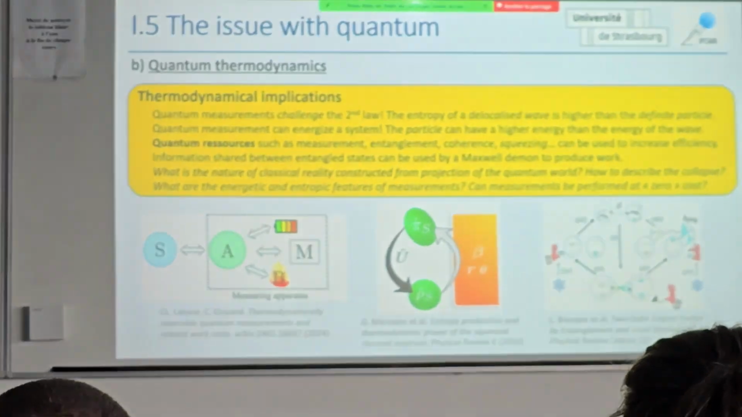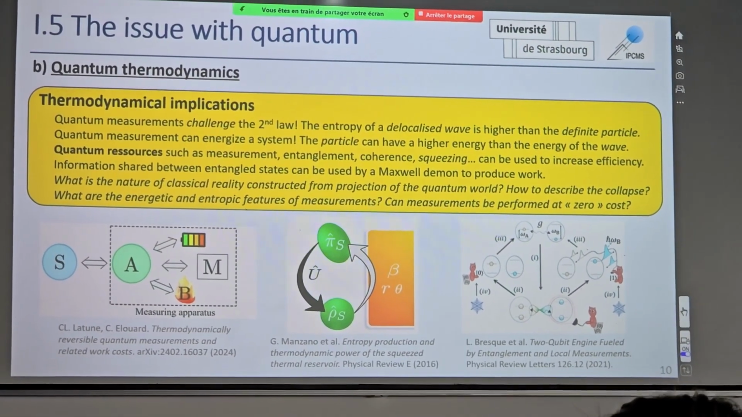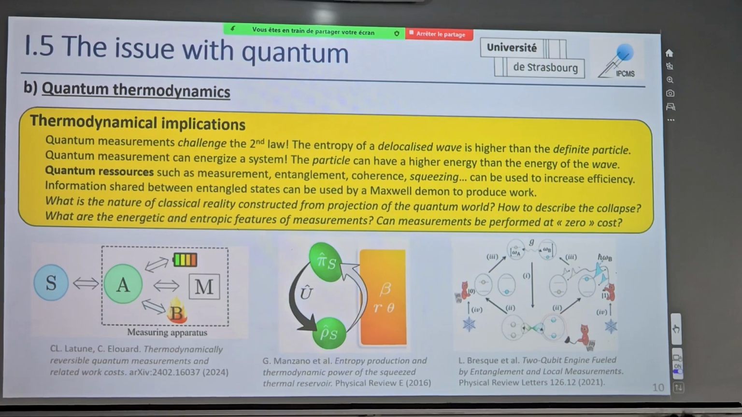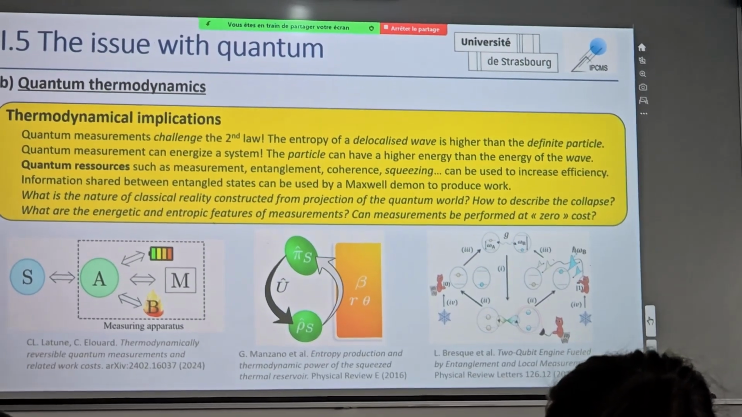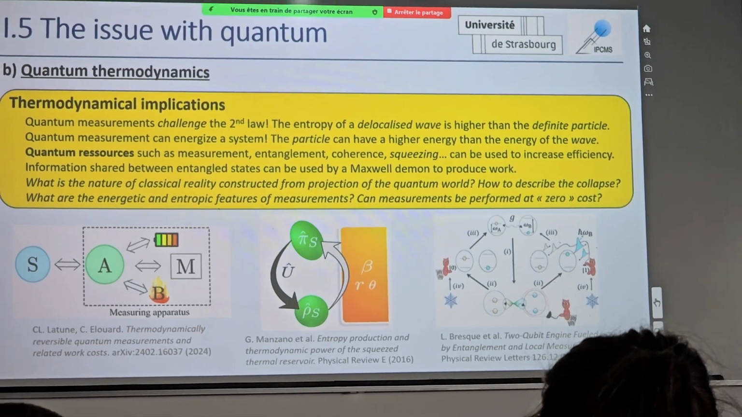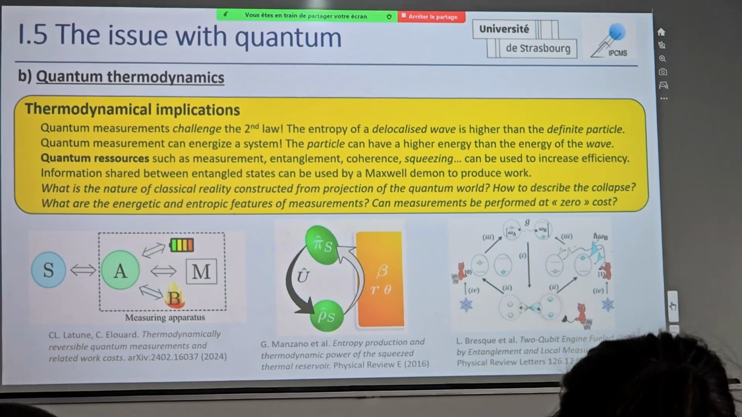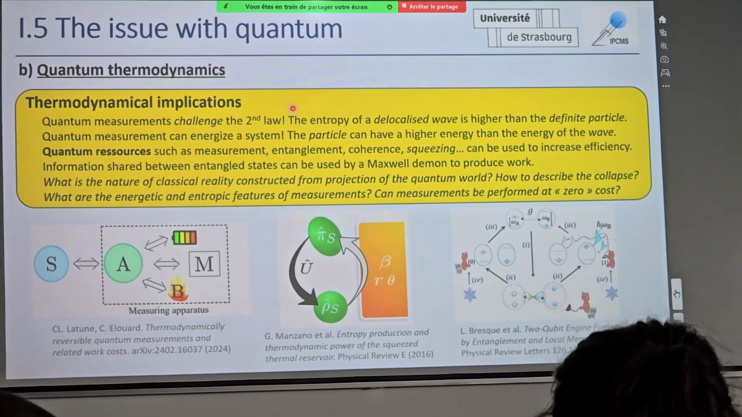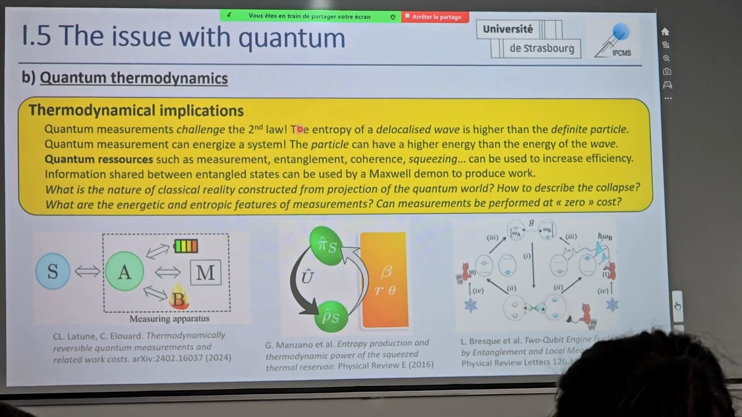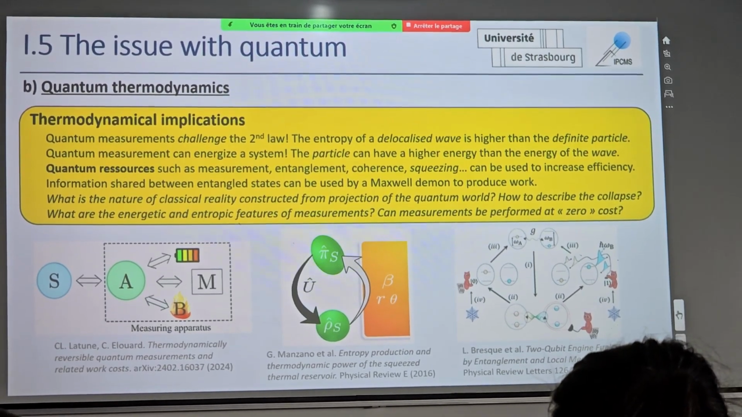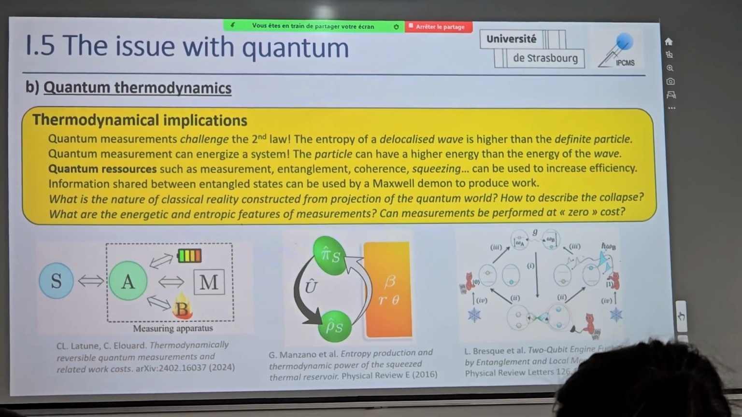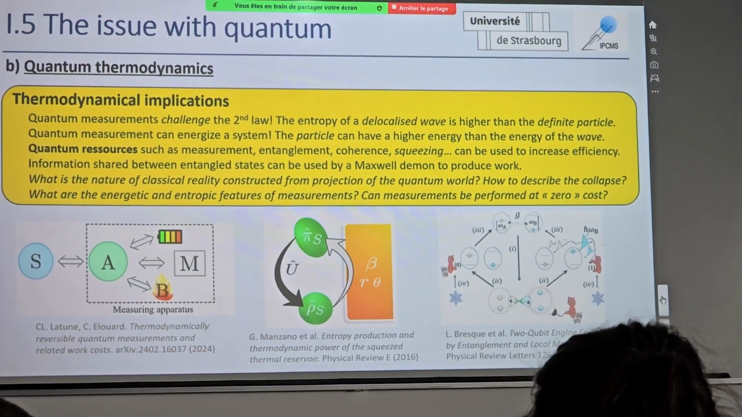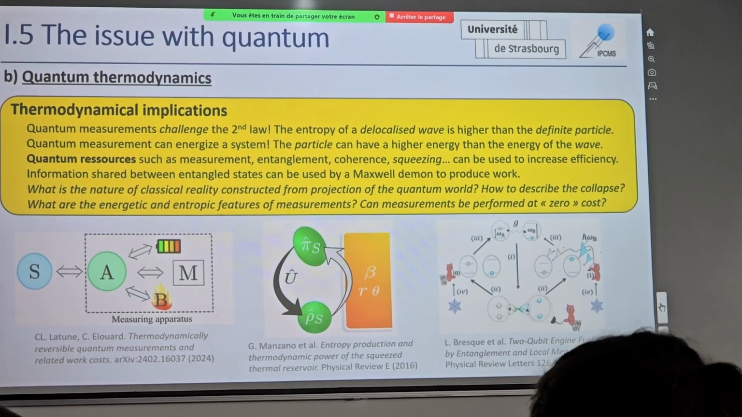And so, what these quantum mechanical concepts imply for thermodynamics has therefore led to a new field of research called quantum thermodynamics that challenges the rules of classical thermodynamics. And in particular, it studies the strange behavior of quantum measurements and its implications for energy and entropy. For example, the entropy of the delocalized superposed wave is higher than the entropy of the definite particle, which challenges the second law. And quantum measurement can also energize the system because the definite particle can have a higher energy than the average energy of the wave.